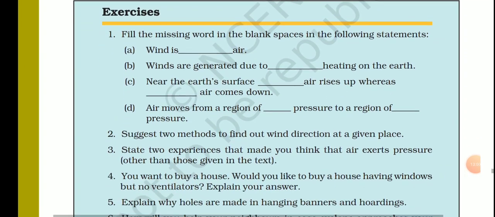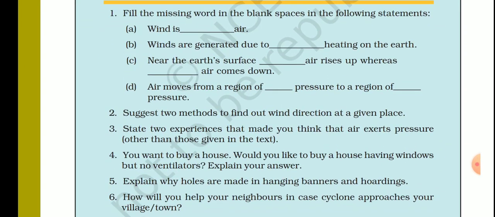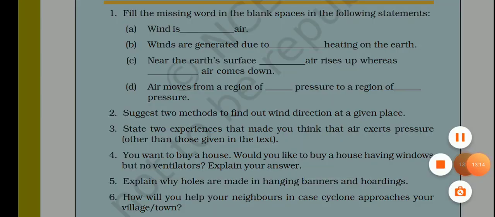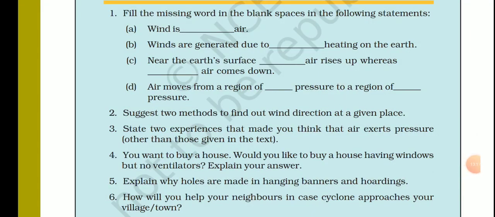Question number 2: suggest two methods to find out wind direction at a given place. So what are the two methods? First, by seeing the direction of dry leaves released in the air. If you release dry leaves, they will flow with the air, so you can easily tell the direction of the wind at a given place.